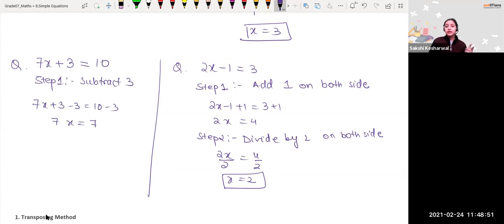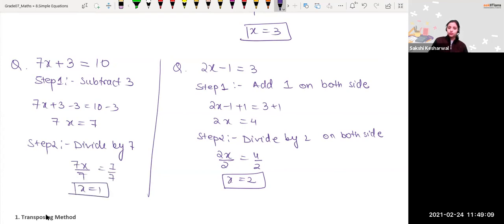Now what you will be doing, you will be dividing by what, beta? Now 7, because 7 is in multiplication with the x and you have to make the x all alone. So step 2 will be divide by 7, right? So 7x by 7 is equal to 7 divided by 7. So x is equal to 1. Right or not? So this is your answer.